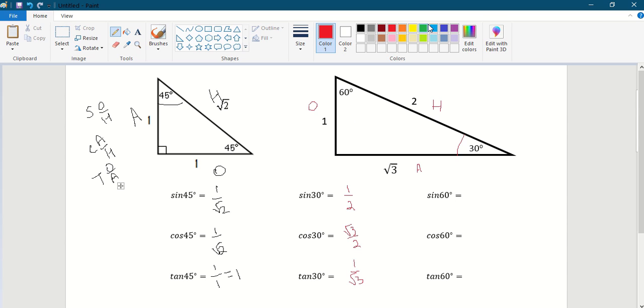Now let's say we were looking from this angle right here. According to that angle, opposite is root 3, adjacent is 1. And hypotenuse remains same, 2. Hypotenuse does not change. So from there then, sine 60, opposite is root 3 over 2. Cos 60 is adjacent, so that's 1 over hypotenuse 2. And then tan 60 is opposite over adjacent. So that's root 3 over 1, which will be just root 3.